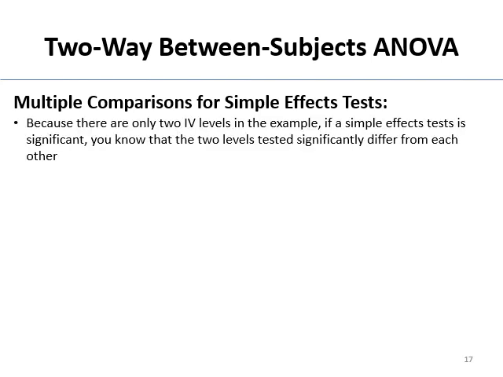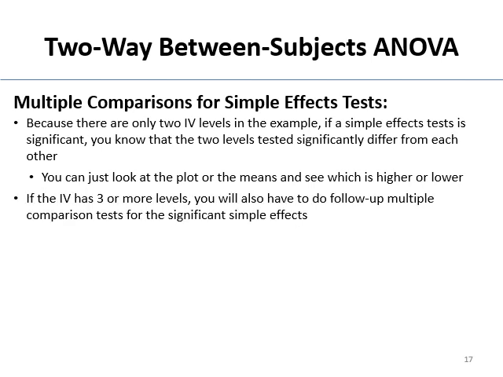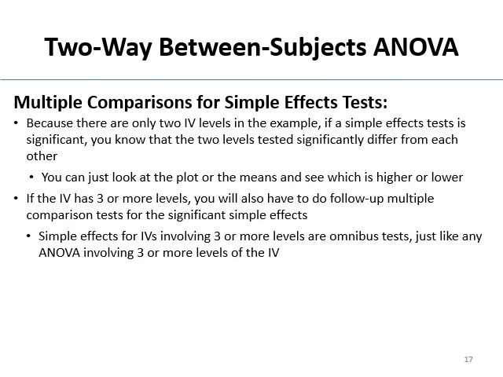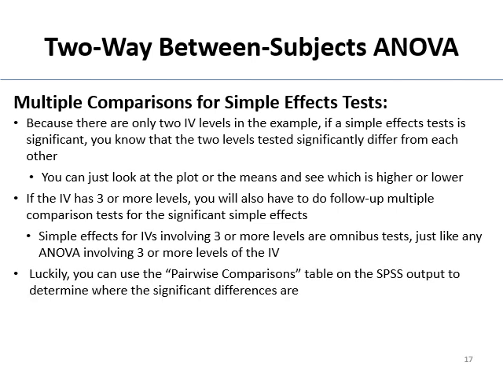Because in this study there's only 2 levels, if it's significant, just look at the means, which one's higher, look at the picture, which one's higher, which one's lower. But if you have 3 or more levels, you would need to go ahead and do follow-up tests, just like they were one-way ANOVAs, and that would be Tukey. And remember to use your corrected Bonferroni alpha level when you're evaluating your simple effects tests.